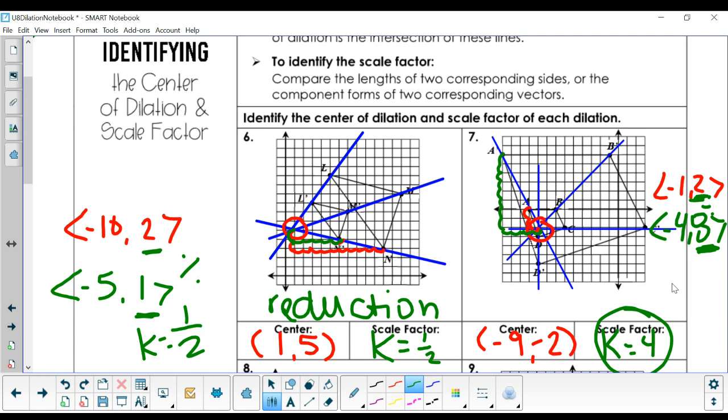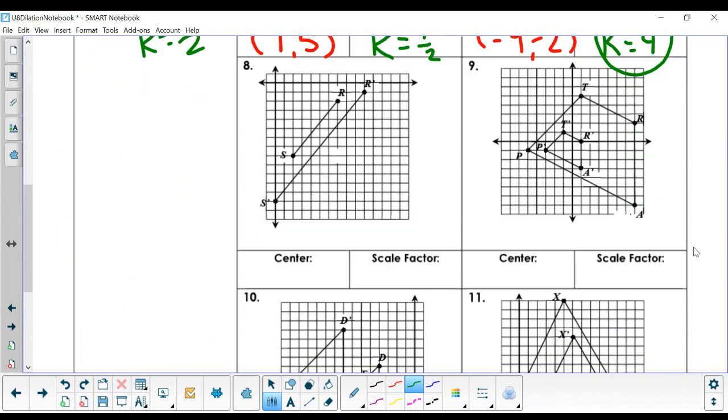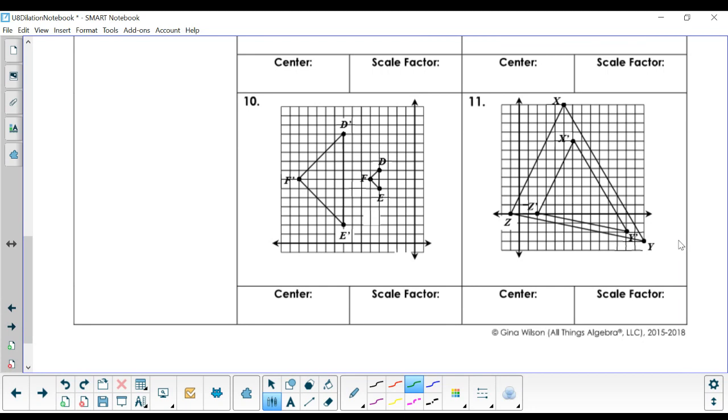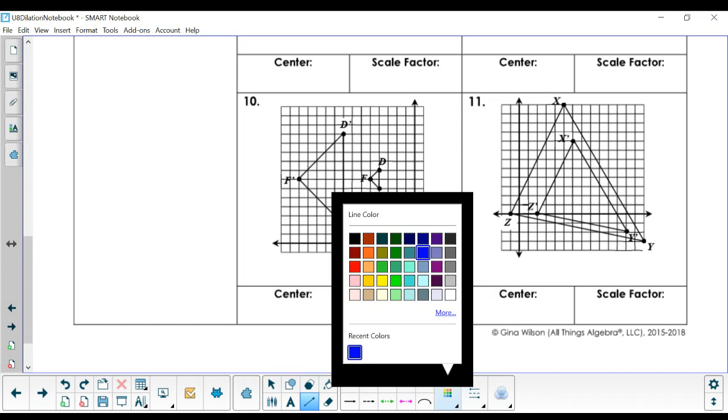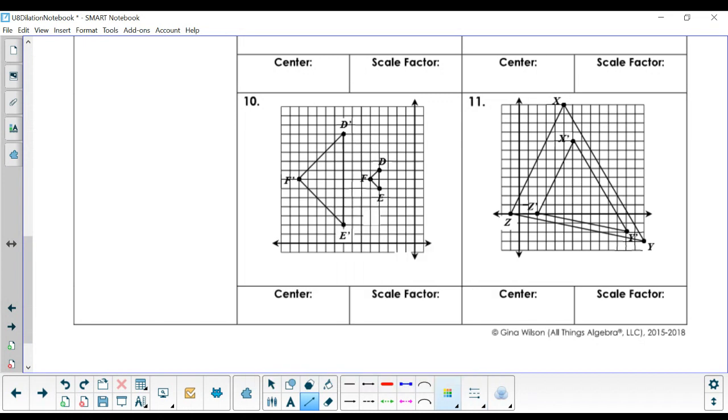All right, we are going to do one more problem on this page. We're going to do number 11. So let's scroll down here and look at number 11. Okay. So again, let's get our lines going to find our center of dilation. We have blue lines going. Okay. So we're going to go from Z to Z prime all the way through there. We're going to go from X to X prime. I think I got to move that one over just a tiny bit. Okay. There we go.